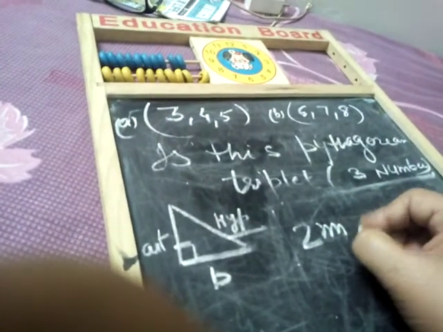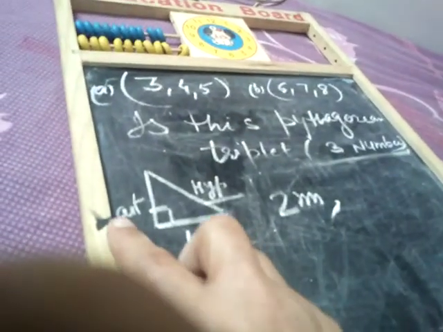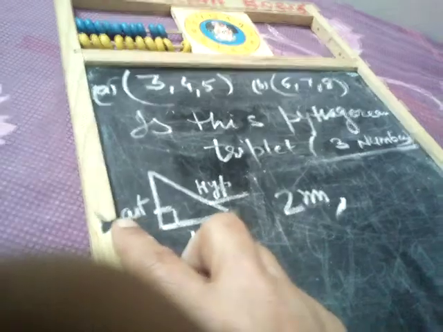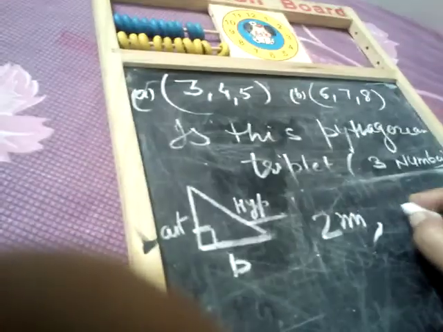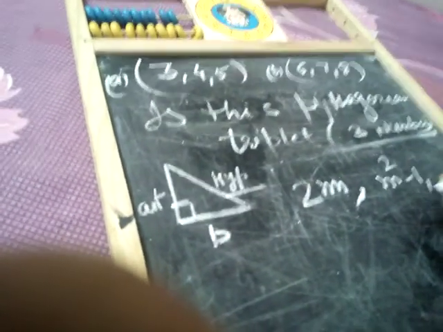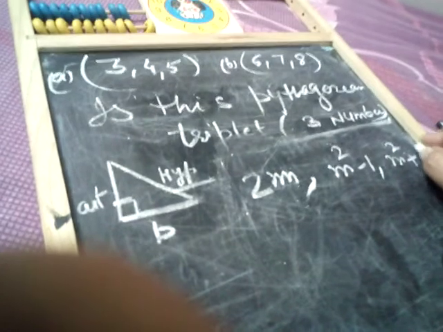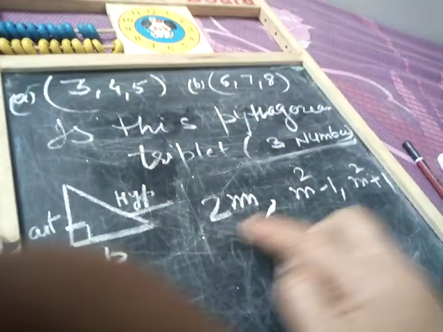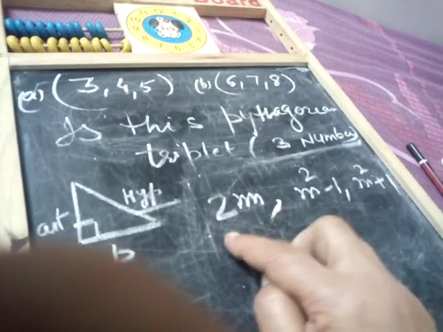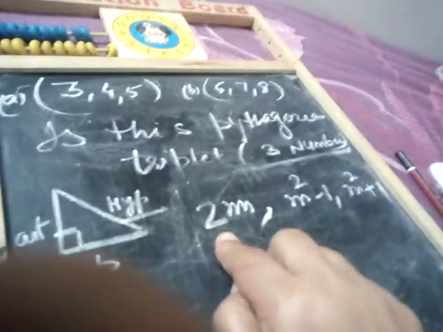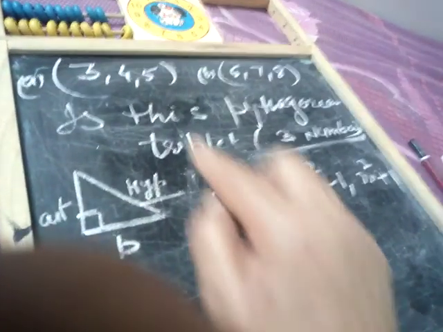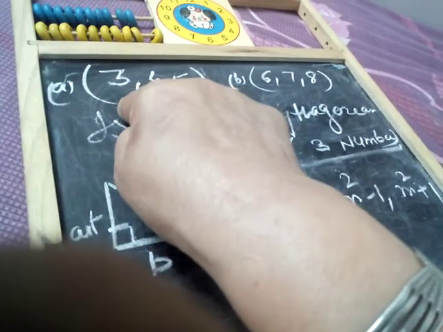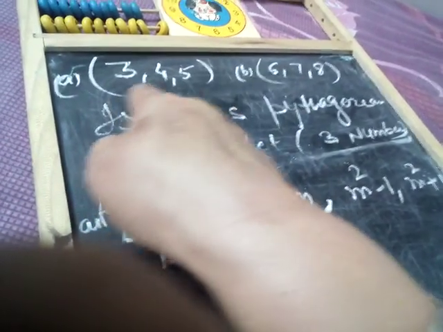This is 2m, this is the base, this is the altitude. 2m, then m square minus 1, and m square plus 1. So this is the bigger member of the family. These two are one base and one altitude. This is 2, meaning a multiple of 2, and from the given triplet you will find the even number only.